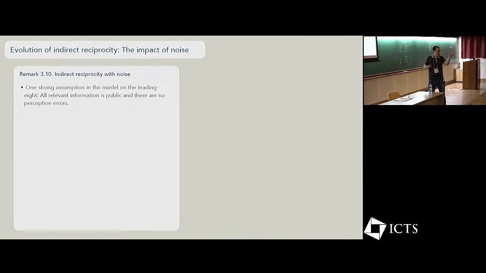Okay, so now we actually come back to this point that Jonathan raised at some point. So one strong assumption in this model on the leading 8 is that all relevant information is public and there are no perception errors. Yeah, sorry. That's right.